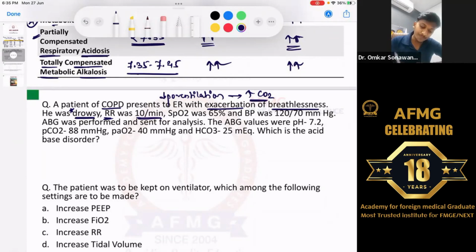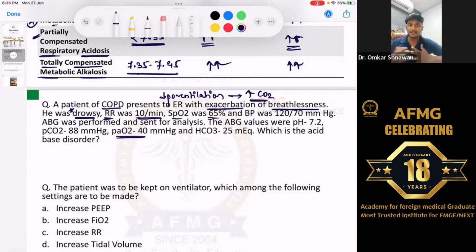SpO2 was 65%. So if we check from the pulse oximeter, definitely the saturation of this patient would go down. It should be more than 94% normally, but here it is around 65%. That means definitely the PaO2 levels would be low, as you can see in the ABG as well. Apart from that, the BP was 120/70, which is normal. ABG was performed and sent for analysis.